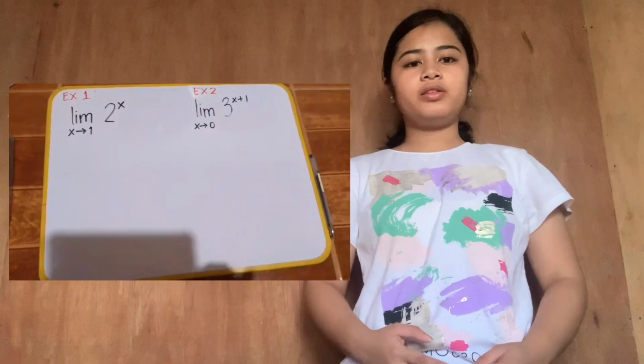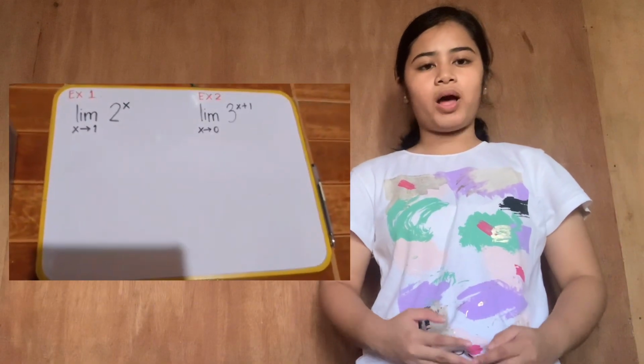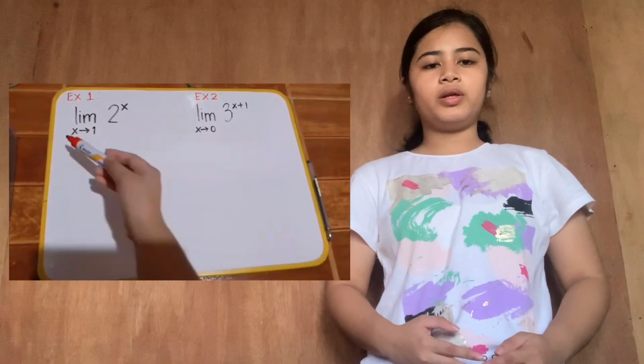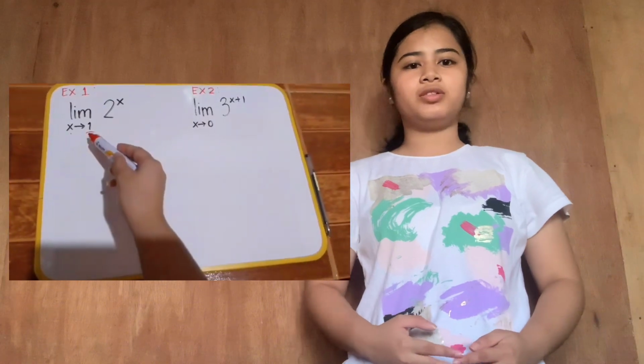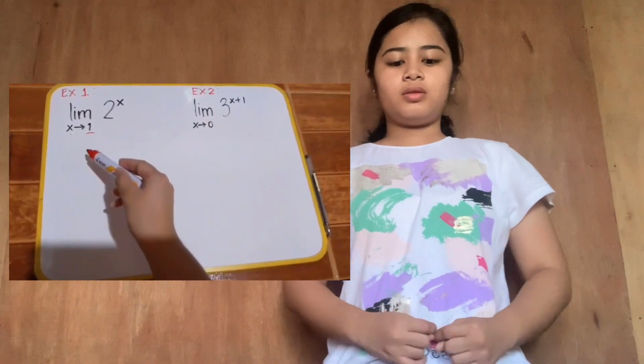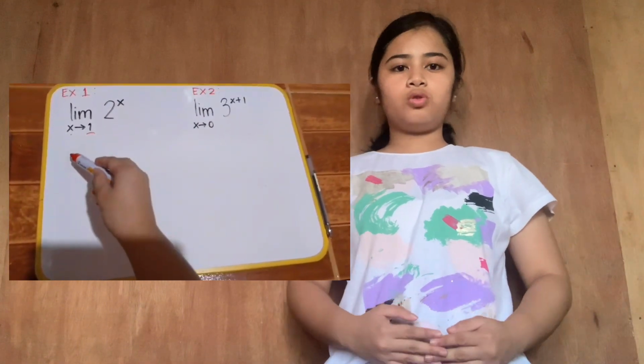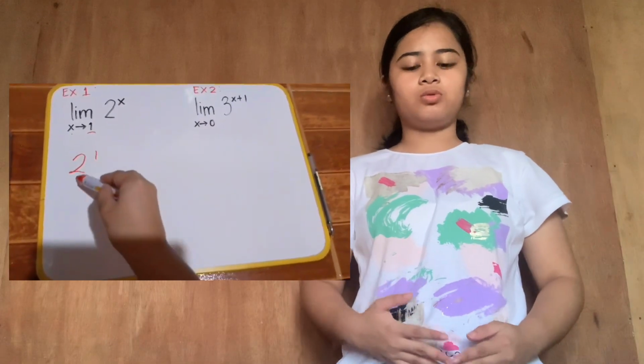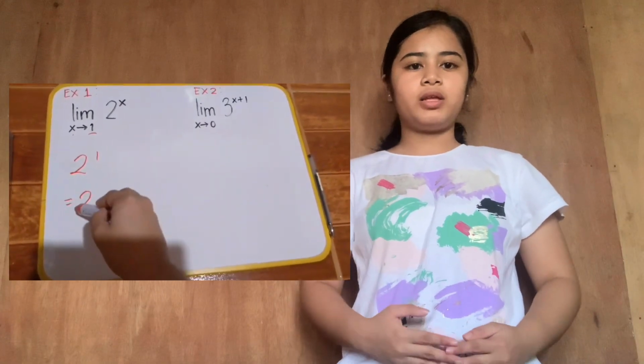Let's start with the first example. The value that x is approaching is 1. So 1 is going to be substituted. Then 2 raised to 1 is equals to 2. So the limit is 2.